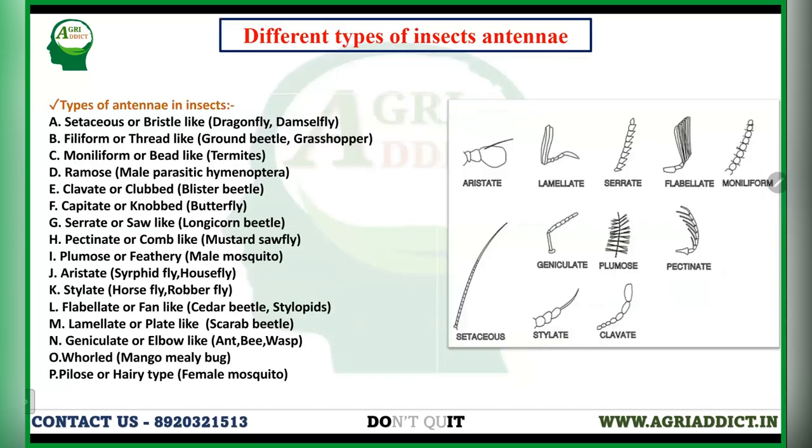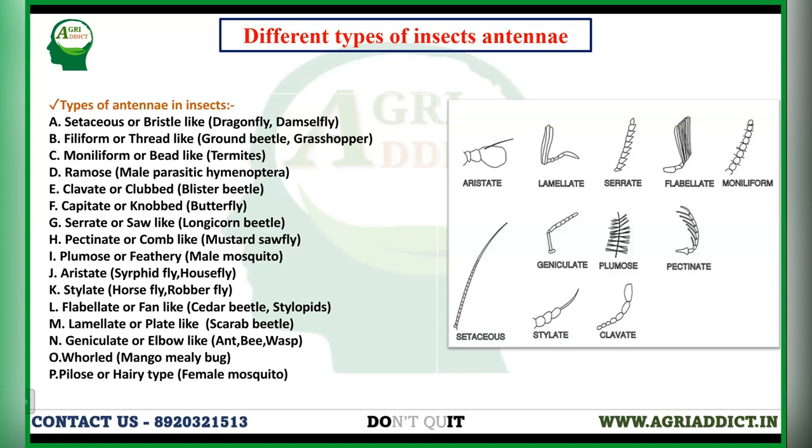Next, different types of antenna in insects. You have to remember these types of antenna and their examples. Every year in JRF, this type of question is asked. Like in JRF 2022, a statement type of question was asked. Statement 1: plumose type of antenna is present in male mosquito. Statement 2: plumose type of antenna is present in female mosquito. So the answer will be statement 1 is correct, but 2 is incorrect, because plumose is present in male and pilose type of antenna is present in female mosquito.